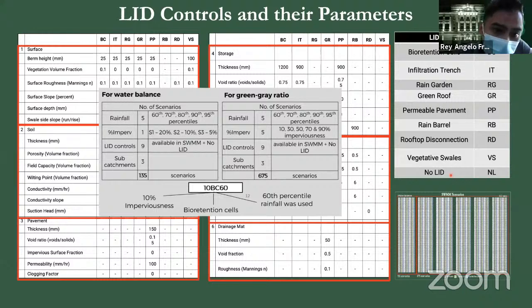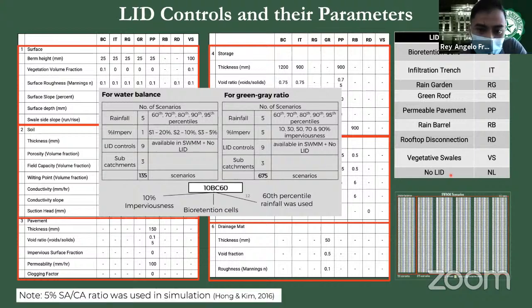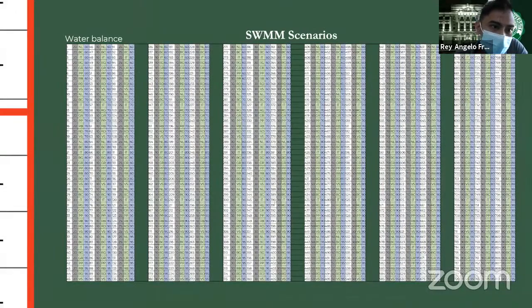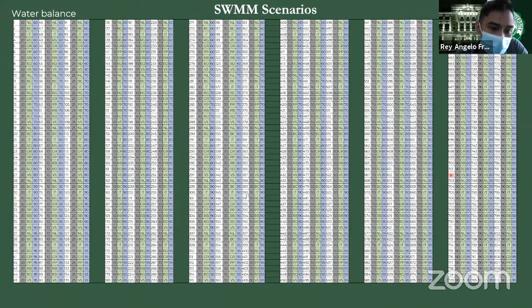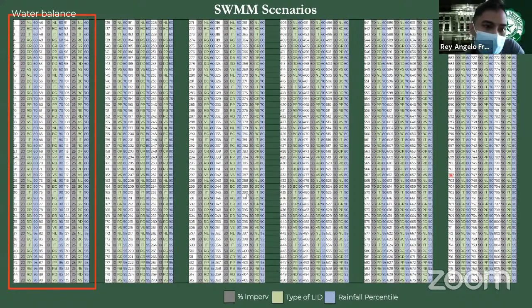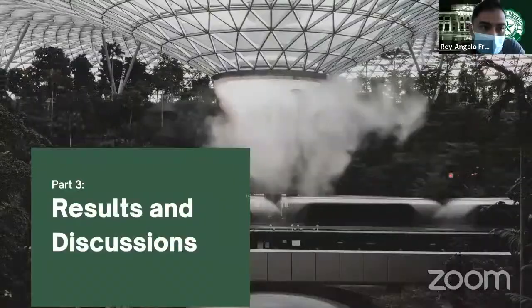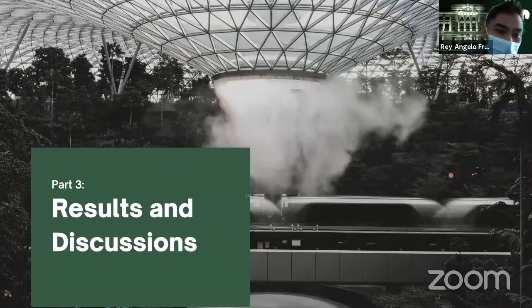So these are all the scenarios and the notations. Also note that the SAC ratio used is 5%, meaning the area of the LID facility to the area of the catchment area is only 5%. Okay. So next. In total, for the water balance, we have a total of 135 scenarios, and for the green-gray ratio, 675. So a total of 810 scenarios was conducted.